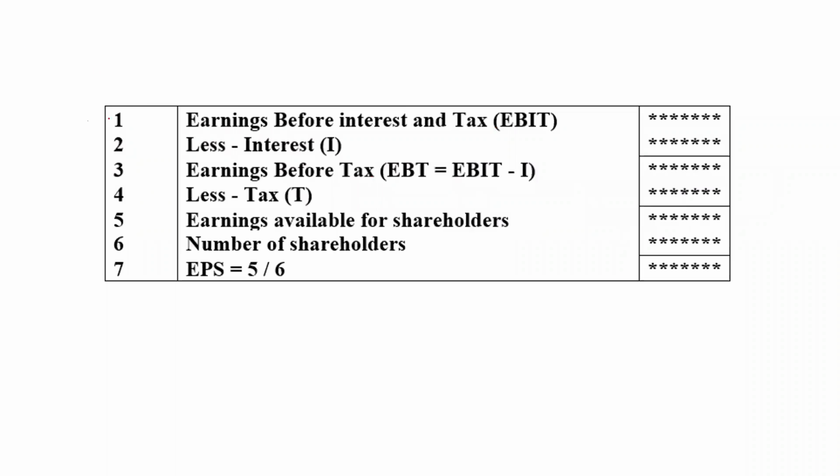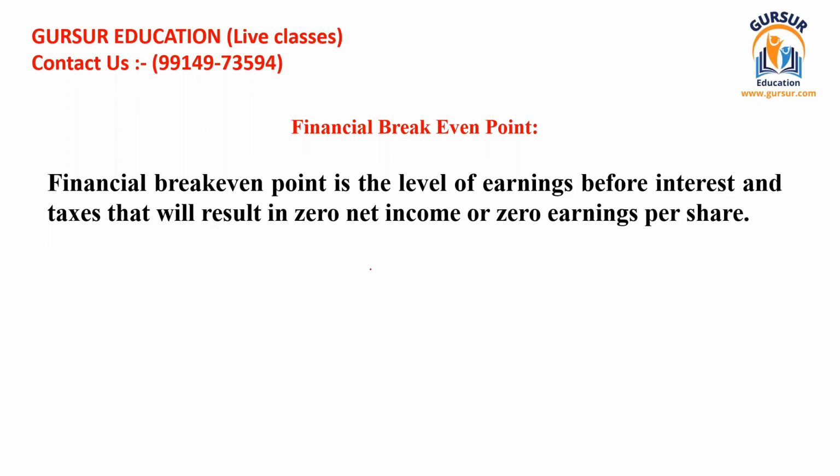Now you would realize the importance of this specific table. Suppose we are taking a hypothetical example, 50,000 EBIT, and the interest is also the same, 50,000. You are left with nothing, you have to pay no taxes, then earning available for shareholders is nothing, and earning per share is ultimately zero. So in that situation, you are just earning the level of income which covers only your expenditures, and there is zero earning per share. This is the situation of financial break even point.